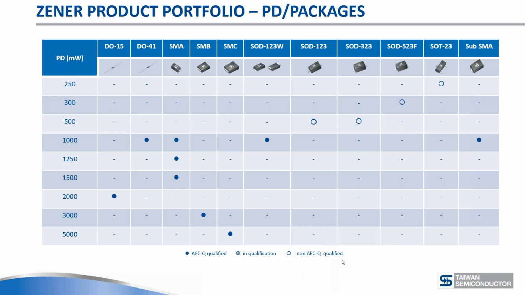Our Zener portfolio is also added for completion here. On the left-hand side, you see the AEC-Q qualified products, SMA, SMB, and SMC, which are sold regularly, and also SOD123W, which is a very good package for power Zeners. They are here in 1,000 milliwatts, or as you said, the 1 watt or something like that. Here are all those packages, the traditional Zener packages with lower power ratings.